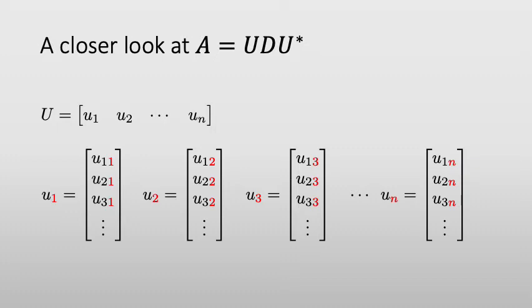From the above discussion, we see that A is equal to U D U star. U is a row of column vectors. These columns are u1, u2, u3, up to un. They all have norm 1 and are mutually orthogonal.